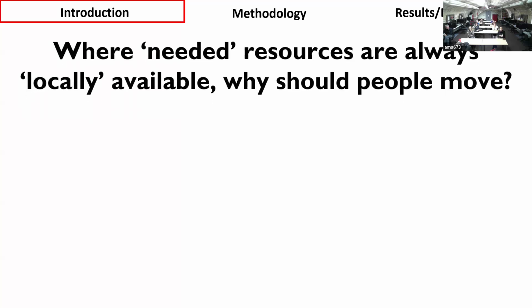So the question that arose when I was doing my PhD was: where the needed resources are locally available, why should people move? If, for instance, everything I need I can find in this room, why should I move? It's just a question.